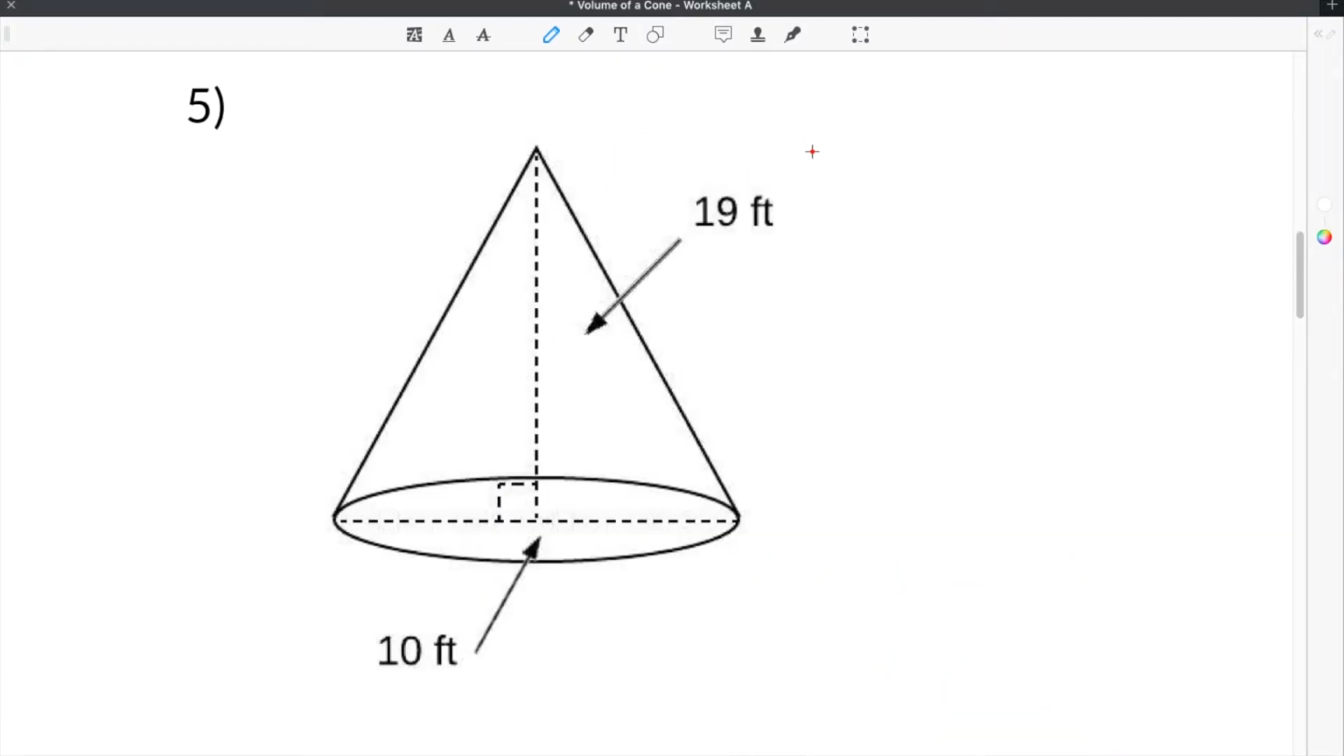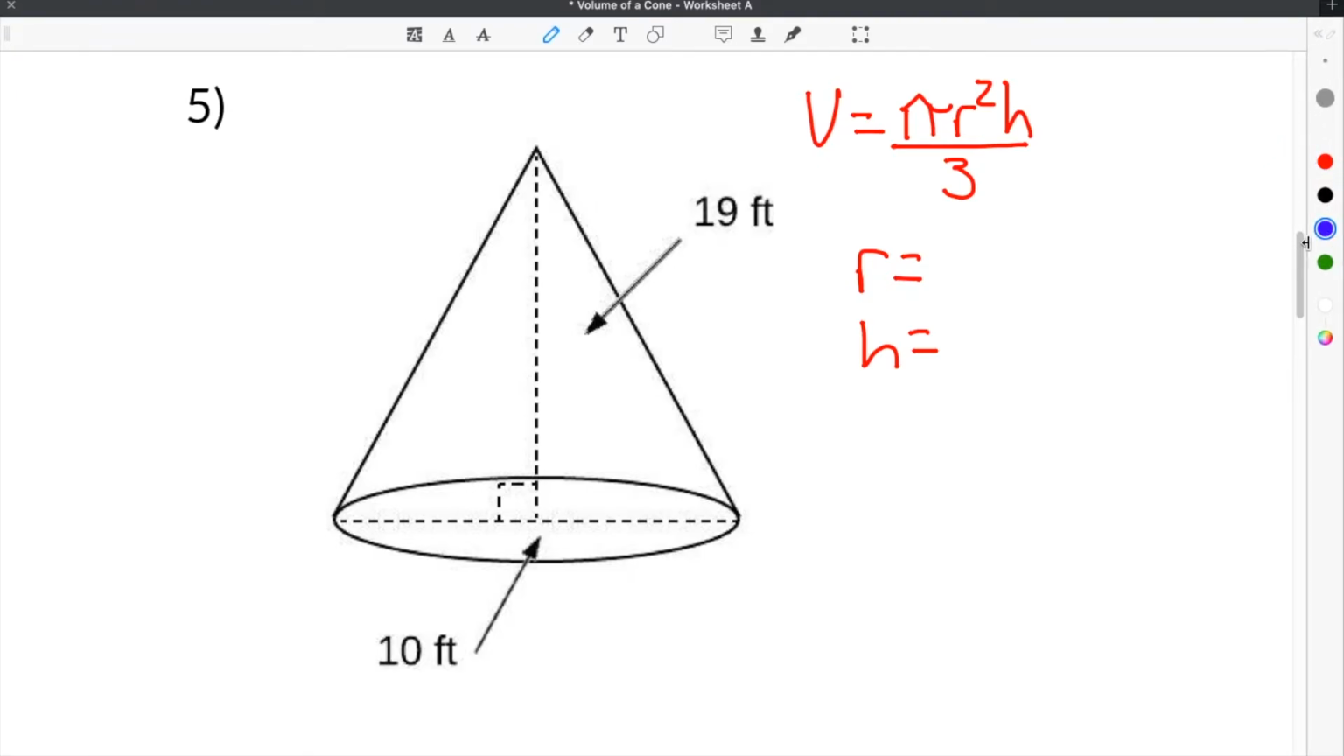In our next example, we have to find out how to find the volume of a cone that has a height of 19 and a diameter of 10. So we know our volume of a cone formula is pi r squared times the height divided by 3. And we know that we have to find the radius, and we know that we have to find the height. So in order to do that, the height is the easiest, because you can look at your cone and you can see that the height is 19 feet. So we're going to put 19 feet here, or put 19 in for h.